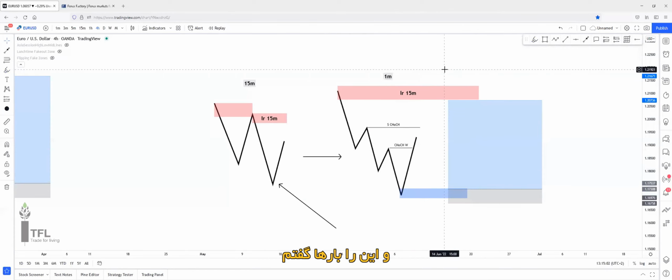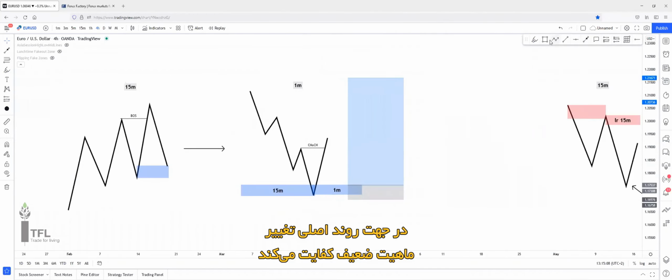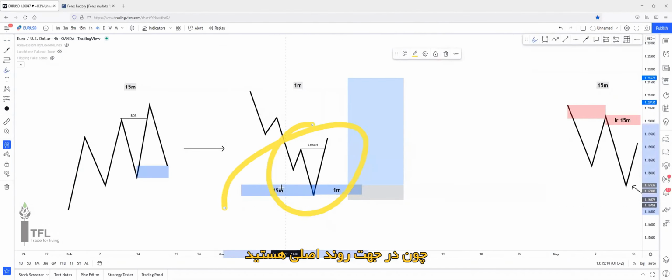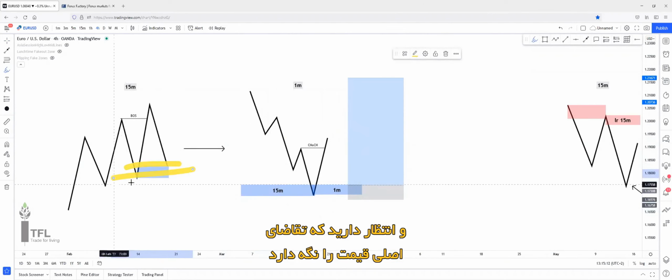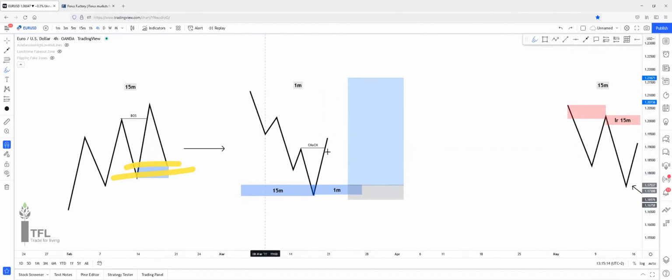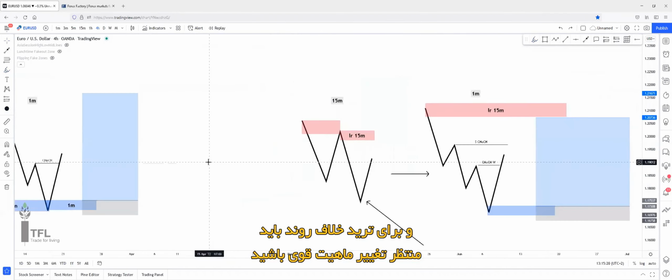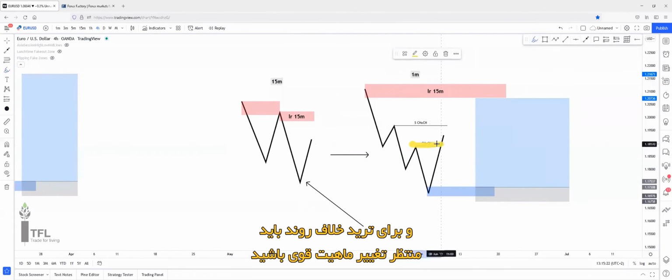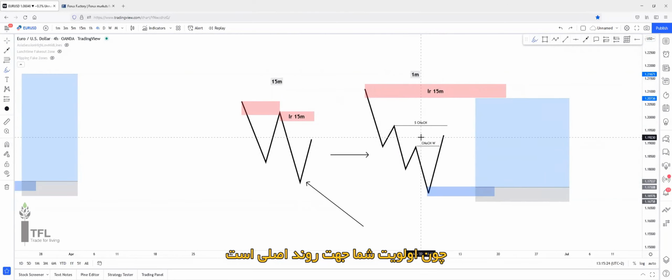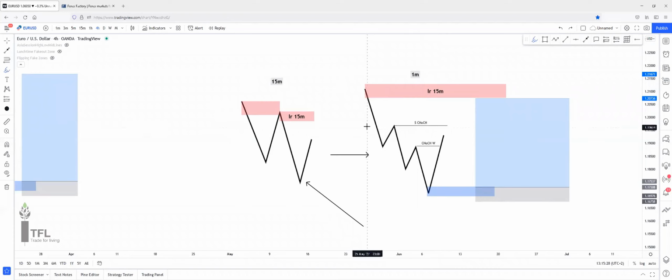And I know I've said this several times right now, but I have to say this once again. In a main trend, a weak change of character is perfectly enough because you are following the main trend and you are expecting the main demand to hold in this scenario. And that's why the weak change of character is perfectly enough. And in the counter trend trade, you have to wait for a strong change of character because you're expecting the continuation of the main trend. Okay, does this make sense for you?